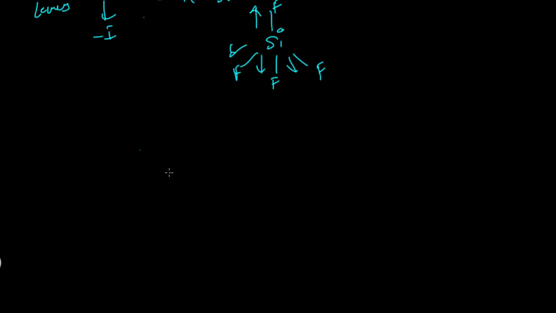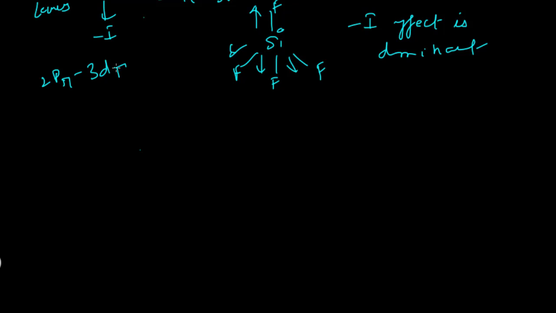Now we need to generalize the thing. How do we know where the inductive effect, or minus I effect, is more dominant? If the back bonding is between 2p pi and 3p pi, then the inductive effect is greater than back bonding. Whereas in the 2p pi section, there was no such thing, right?